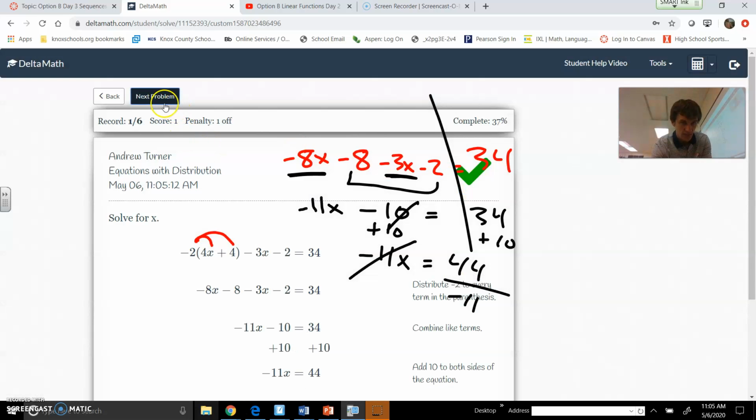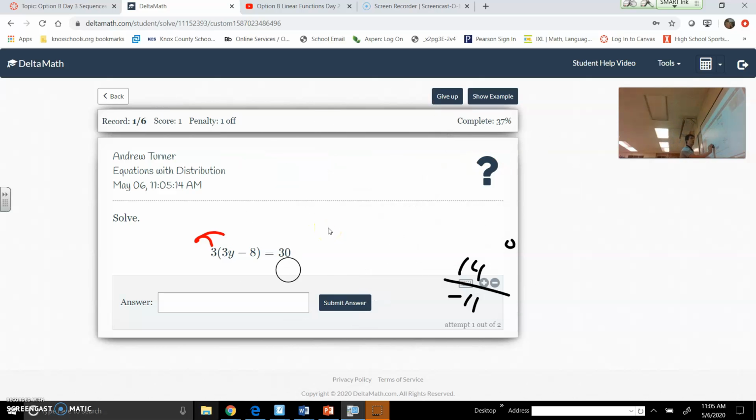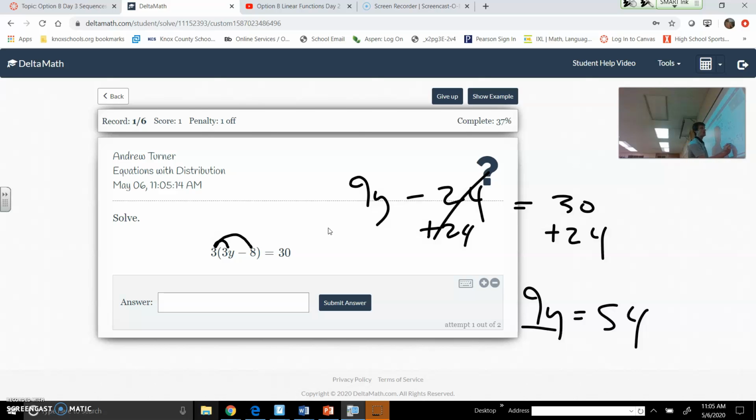Okay. Let's do one more of that type. This one's a little shorter. It looks like you don't have as many values outside of the distribution process as the other one. So 3 times 3y, that'd be 9y. And 3 times -8, that'd be -24. And then that equals 30. So now that I've distributed, I want to add 24 from the left to the right. 9y equals 54. And then divide 9 to the other side, and 54 divided by 9 is 6.